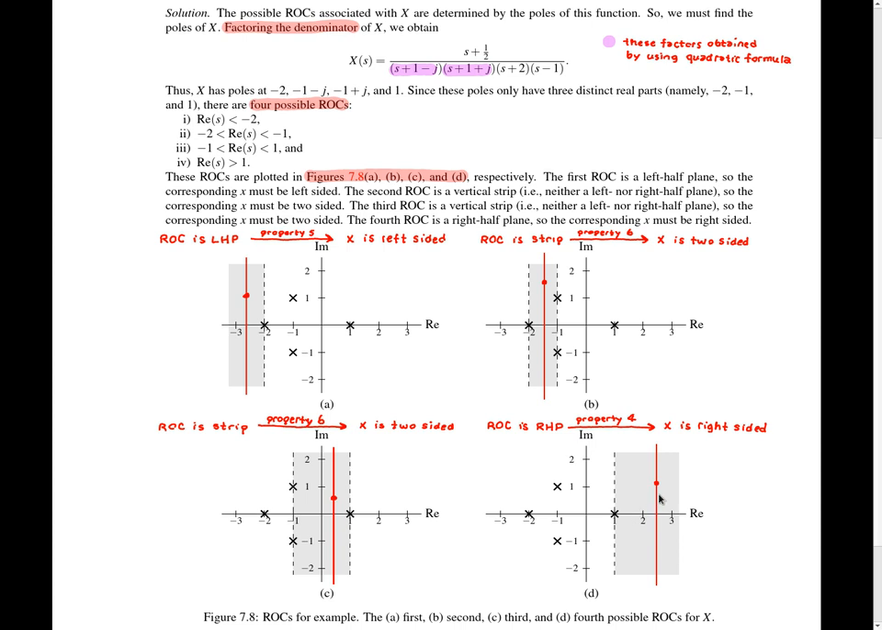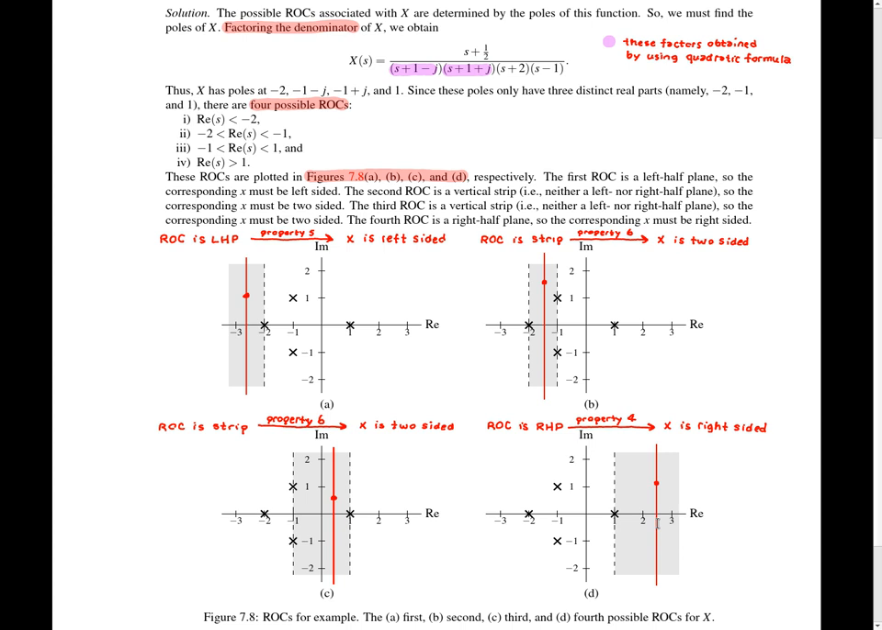And then lastly, suppose that we consider this point here that's marked by a red dot as our initial seed point. If this point is in the region of convergence, then all the points on the vertical line through this point are in the region of convergence. And because big X is a rational function, this vertical line will expand leftward and rightward until it either hits a pole or goes all the way to infinity.